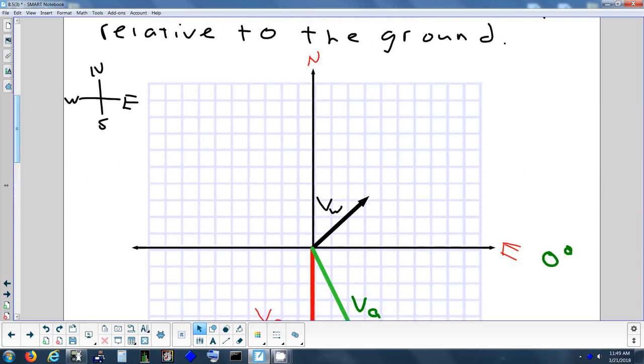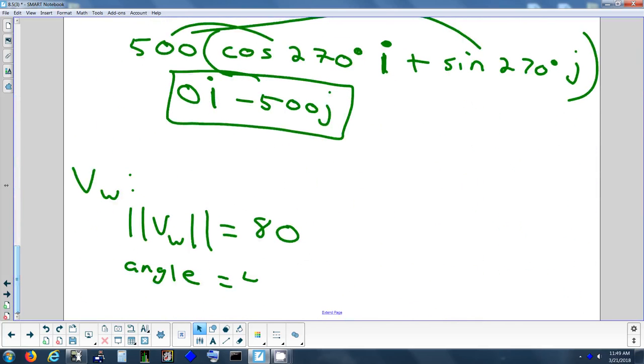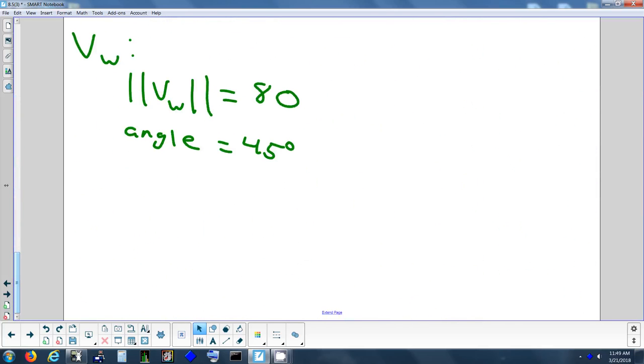This is zero. The way we do it, north is 90, that's different than a compass, but just do it the way we've always done it. Halfway between, 45. Okay, so now let's find our velocity vector for the wind. Magnitude, cosine of the angle i, plus sine of the angle j.